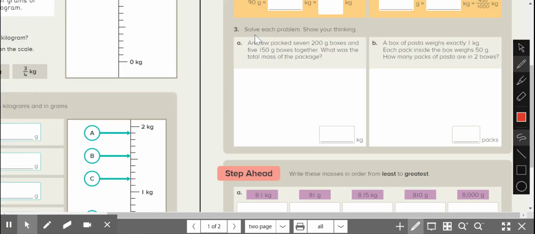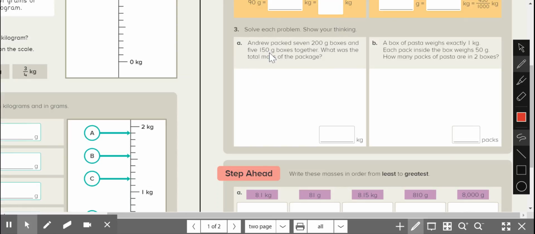Next, let's look at number 3. What we're going to do for number 3 is to solve each problem. Show our thinking. Okay, so let's read this one very carefully. I'll let you do B on your own, but I'll read letter A and work through this one with you. Andrew packed 7 200-gram boxes and 5 150-gram boxes together. What was the total mass of the package?